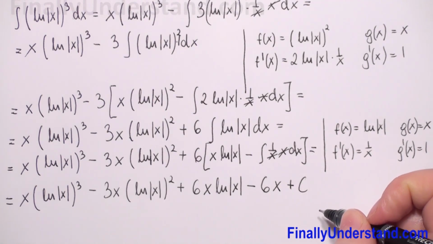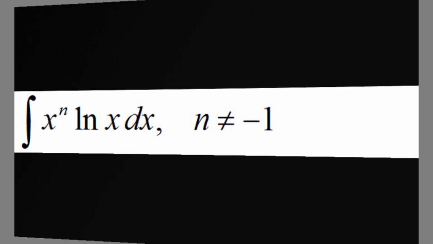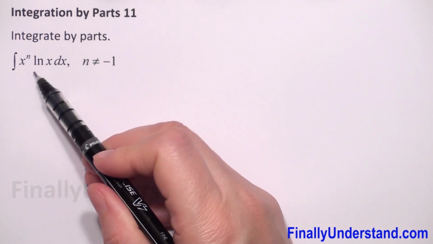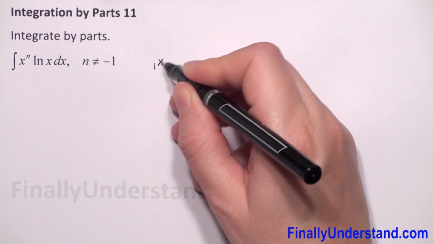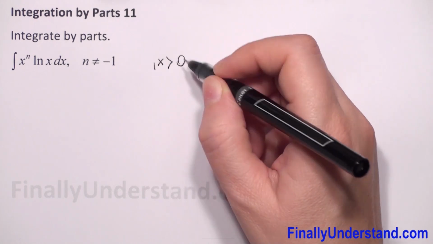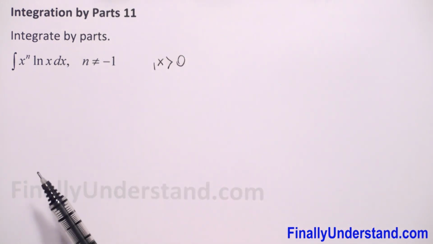This is my solution. We have the integral of x to the power n times the natural logarithm of x. So first, what we need to put is that x must be greater than 0. We calculate the logarithm only of positive values.